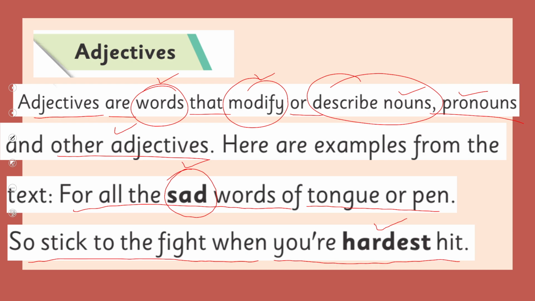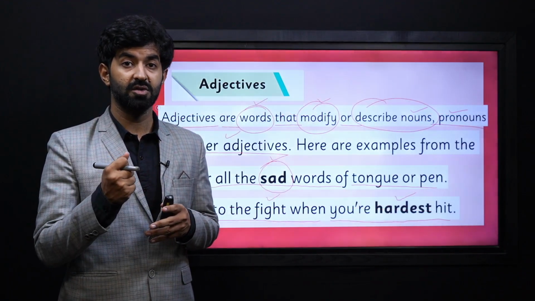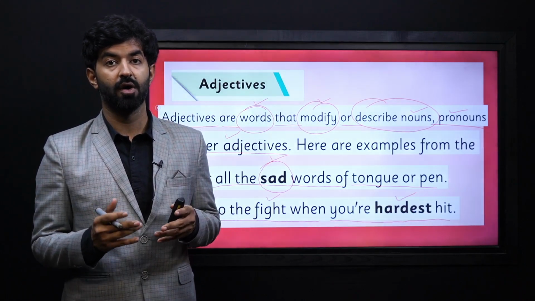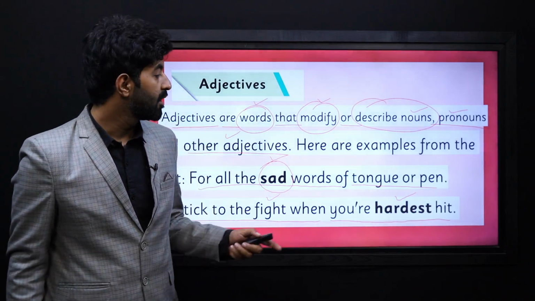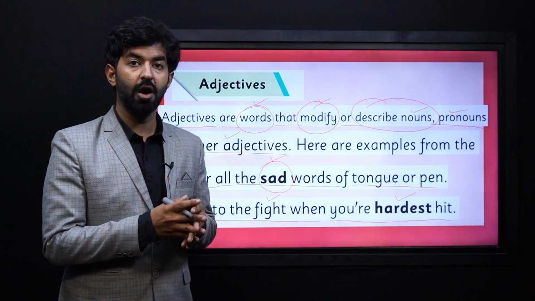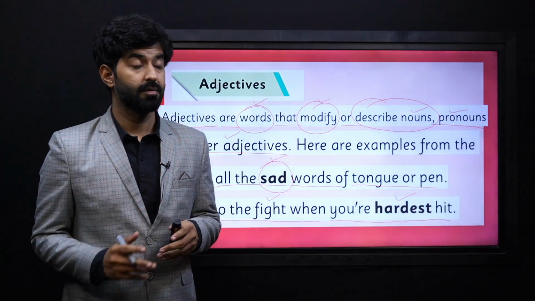Hard is basically an adjective because it's modifying the noun fight. Why? Because it's telling us the intensity of the fight, that it's going to be hard, and we are using the superlative degree of hard in the form of hardest. So these are the adjectives. They are actually modifying your noun, your pronoun, or other adjectives.